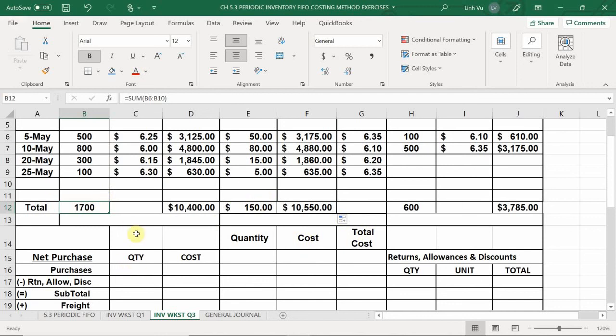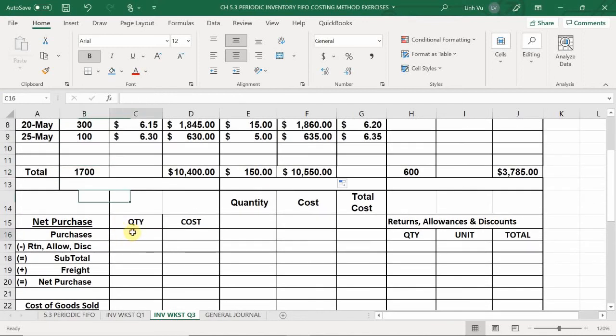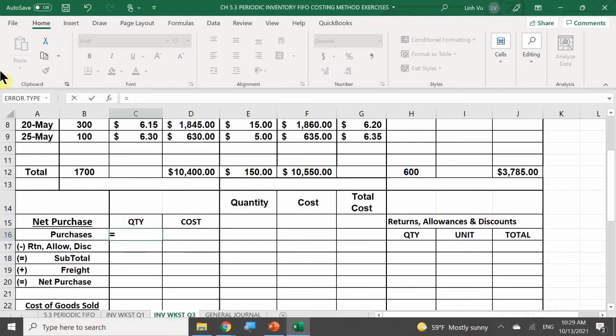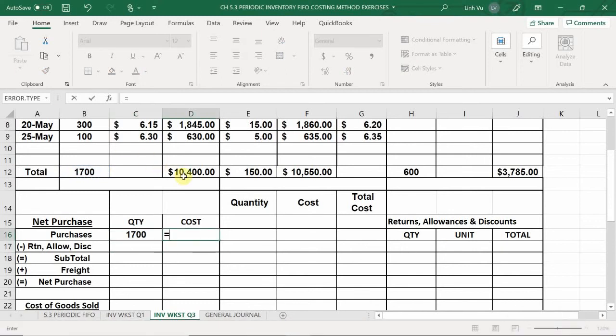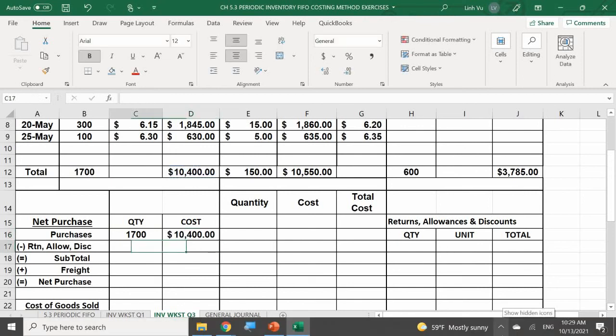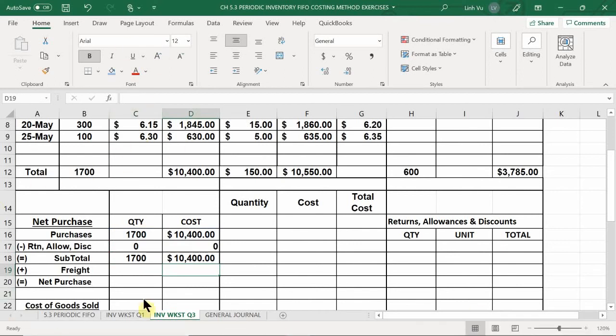All right, so purchases. Now we're going to be focusing on this left bottom half corner, okay? So let's see. How many items did I buy? I bought 1,700. At what total cost? $10,400. Good. In this case, I am assuming there's no purchase returns and allowances. So therefore, my subtotal should be the same as what I purchased, okay?